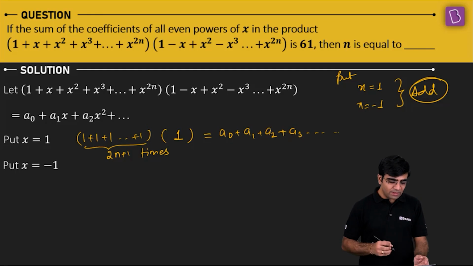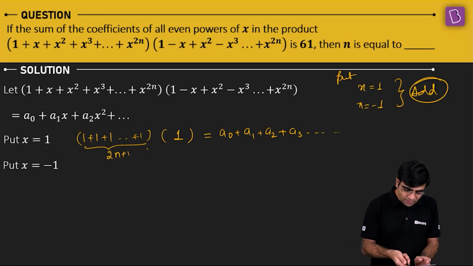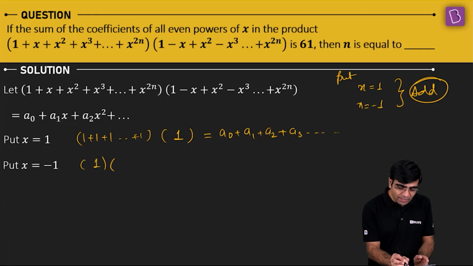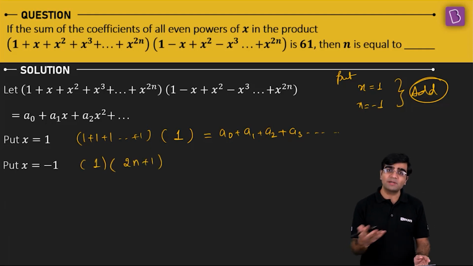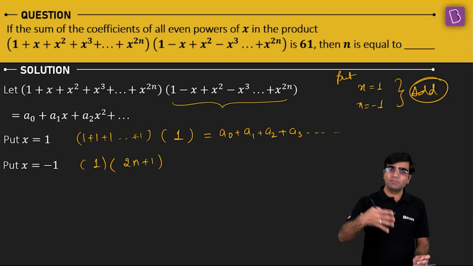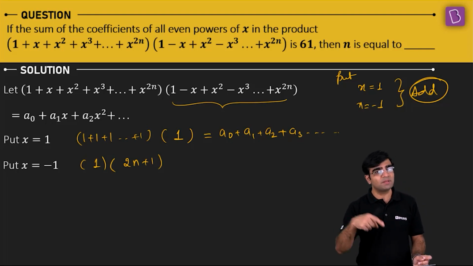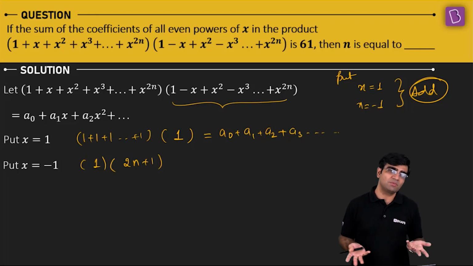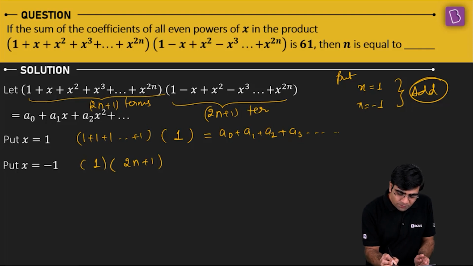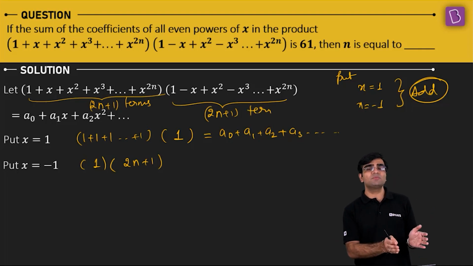Now, what if I put x equal to minus 1? Okay, so I'm removing this 2n plus 1. Once again, when I put x equal to minus 1, the first bracket will give me 1 now. And the second one will give me 1 plus 1 plus 1, 2n plus 1 times, because when I put x equal to minus 1, every term in the second bracket becomes positive, since minus x becomes minus of minus 1, which is plus 1. So we get 1 plus 1 plus 1, 2n plus 1 number of times. Perfect. See, every bracket has 2n plus 1 terms. So when I put x equal to 1, the first bracket becomes 2n plus 1 and the second becomes 1.